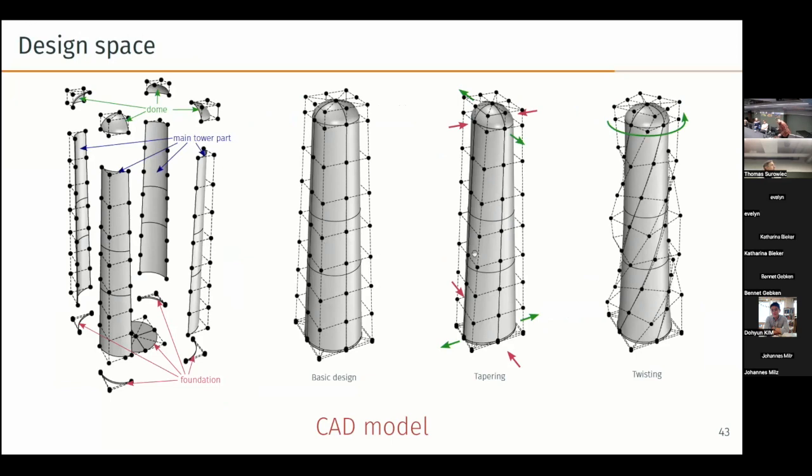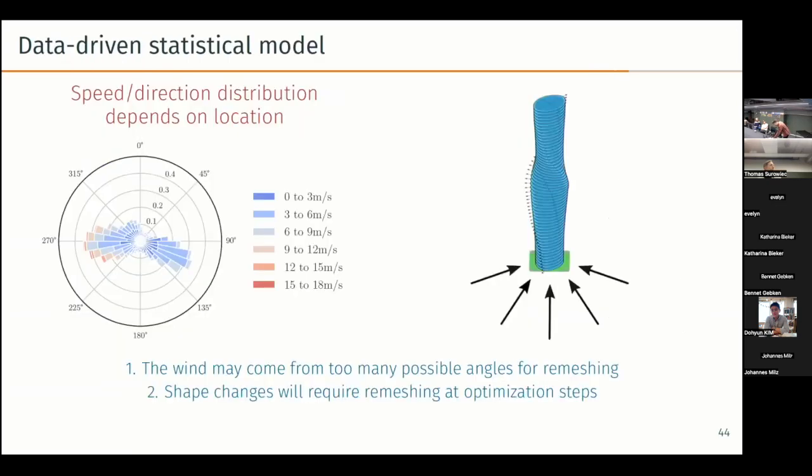The design space is given by a CAD model, which accommodates tapering of the building and twisting of the building, which are two of the most common types of designs that people use in the industry. As well, we're going to take site-specific data. This data comes from Basel, Switzerland, but cities all over the world, including Oslo, collect this data. It's been done for decades. Most cities have average wind speed and direction data for different sites.